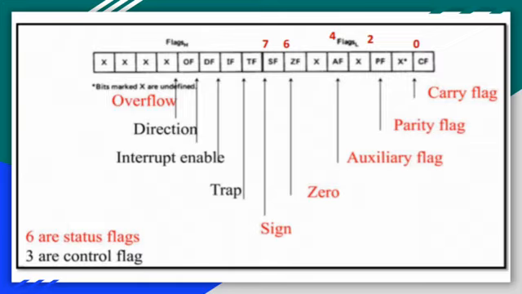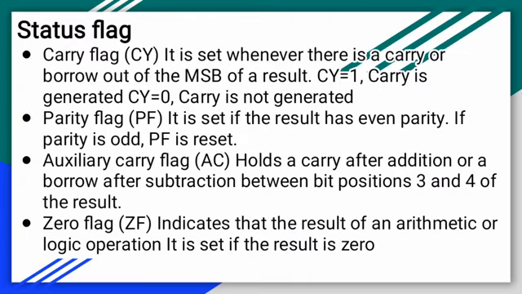Moving further, status flag. Carry flag CY. It is set whenever there is a carry or borrow out of the MSB of a result. If CY is equal to 1, then carry is generated. If CY is equal to 0, carry is not generated.